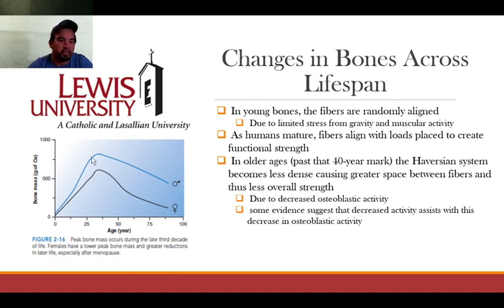And you can see here in this figure 2.16 from the Hamill book, you see the peak bone mass occurs during late third decade of life, and females have a lower peak bone mass and greater reductions later in life, especially after menopause, and that's more of that hormonal change there. And you can see these changes here. You can see how it's a little bit steeper for the women versus the men.